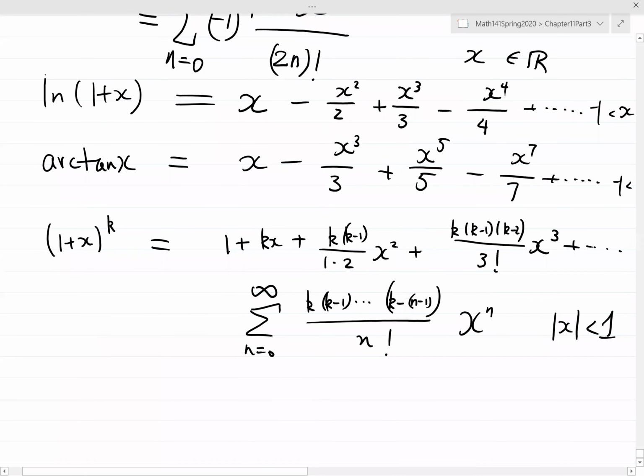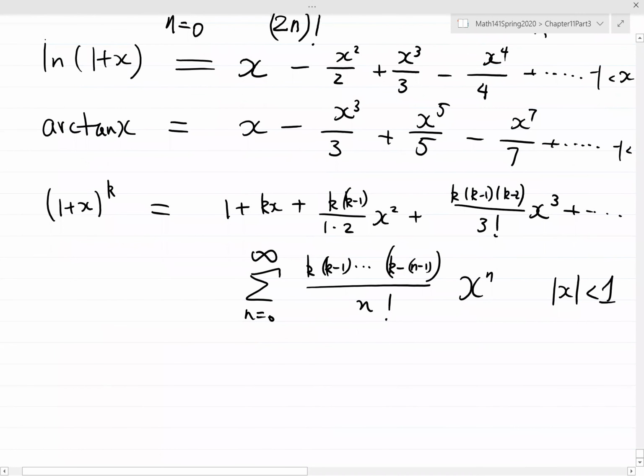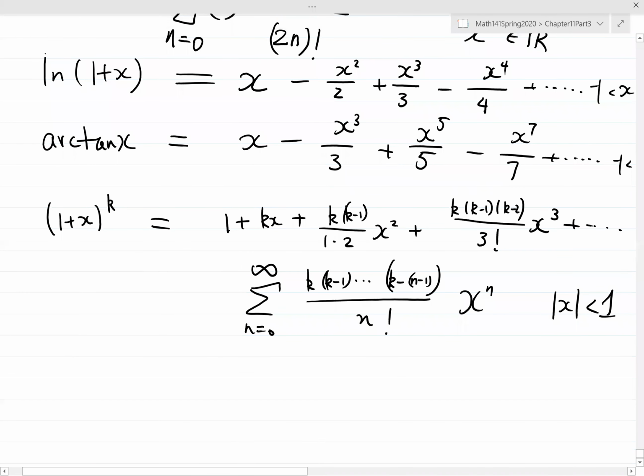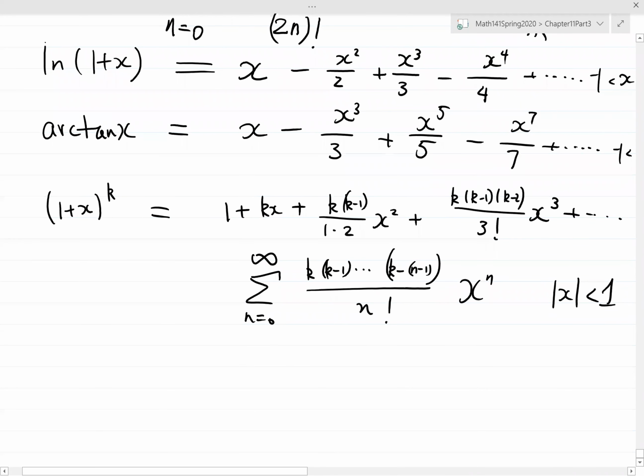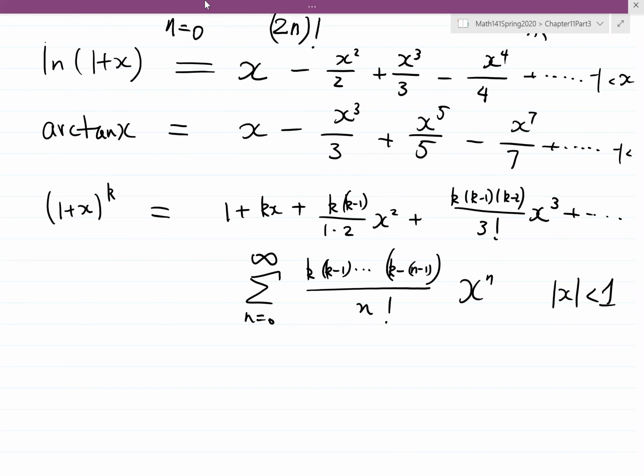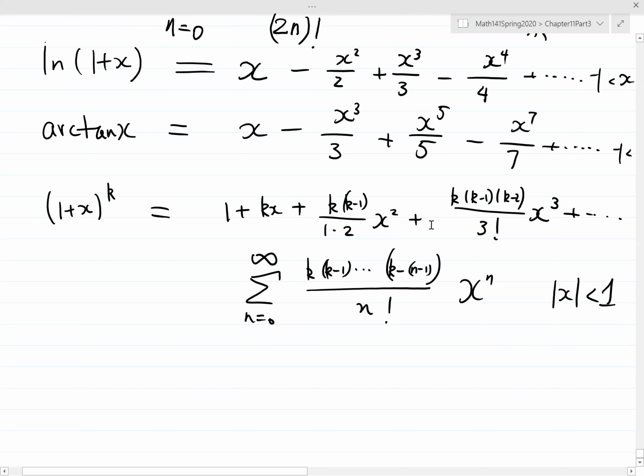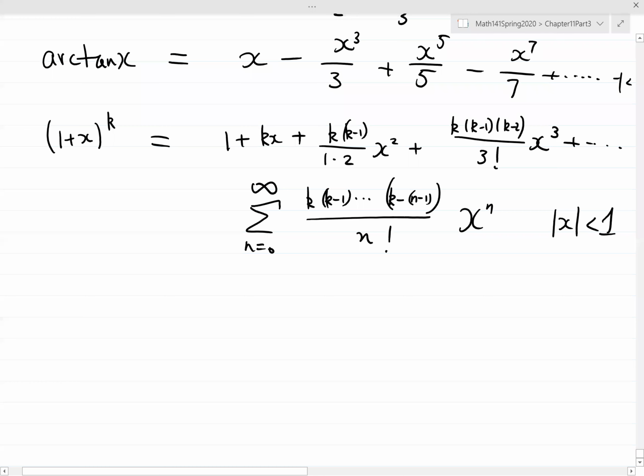All right. Now, any questions? We can actually derive some other series. Any questions? Okay. So this is how we derived this Maclaurin series.